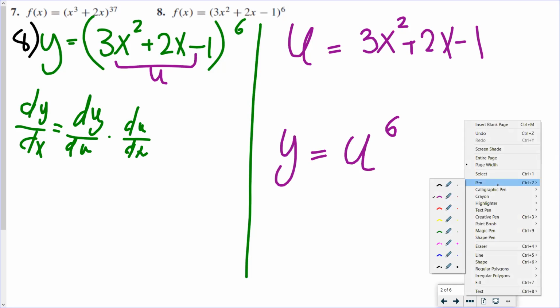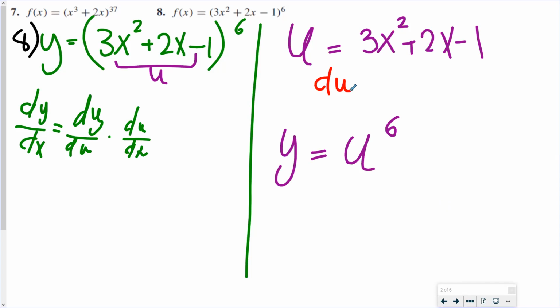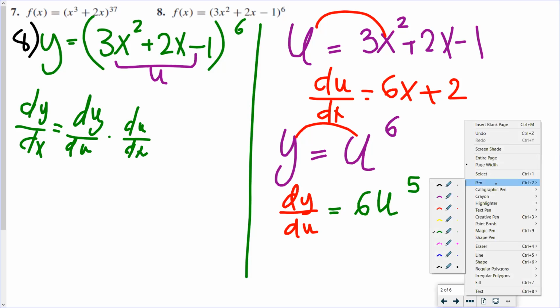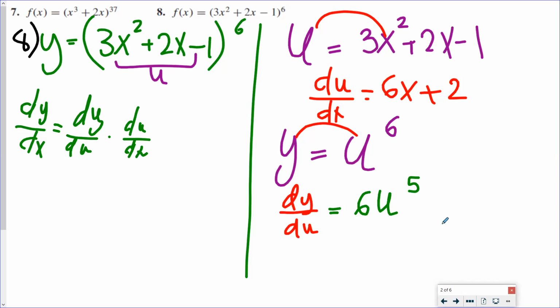Then I will find the derivative of u with respect to x. Here, we have u to x. Here, we have y to u. So du to dx is, I have just to find the derivative, it is 6x plus 2. And down here, we have 6u raised to the power 5. Now I need to find how to replace it in my chain rule. In this chain rule, dy over dx is, where's dy over du?